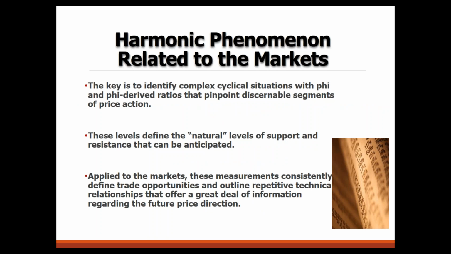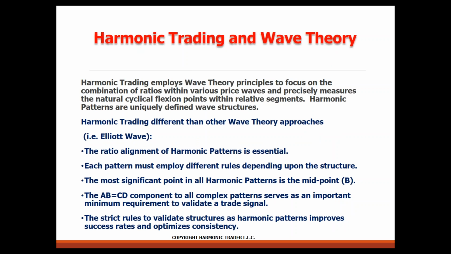Now, harmonic phenomenon related to the markets is where we really get some serious undiscovered information. But the key is to identify these complex cyclical situations with the phi and phi derived ratios. I'll get into that in a second, but that pinpoints the discernible segments of price action. These levels can define the natural support and resistance, and we can anticipate these levels. Applied to the markets, these measurements consistently define trade opportunities and outline repetitive technical relationships that offer a great deal of information regarding the future price direction.